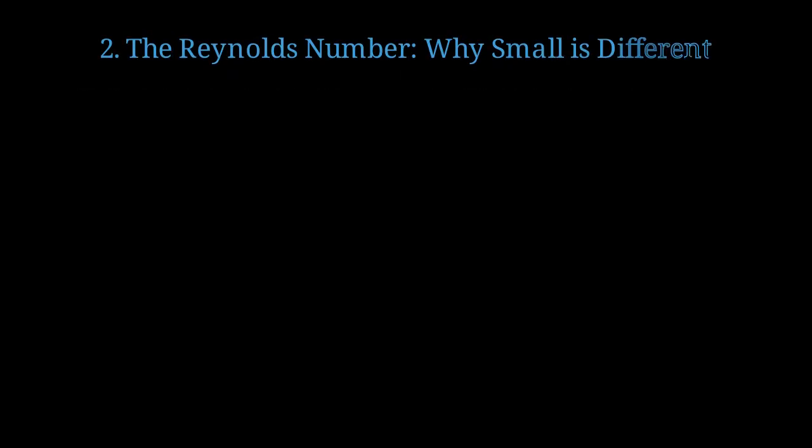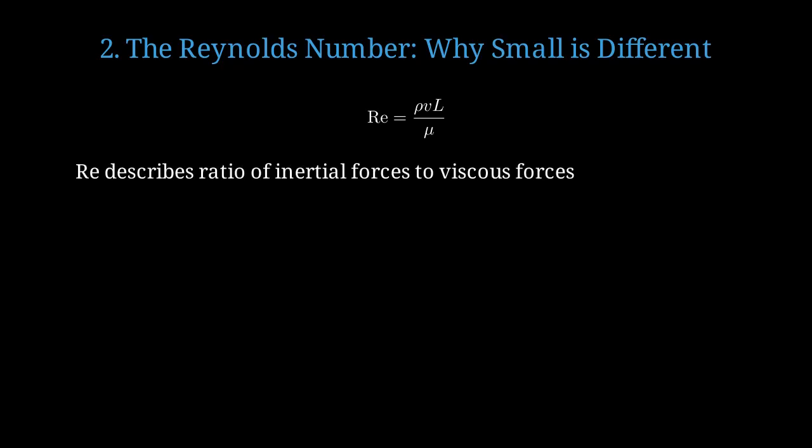At these tiny scales, physics works differently than in our everyday world, and the Reynolds number tells us why. The Reynolds number is ρVL over μ, where ρ is fluid density, V is velocity, L is characteristic length, and μ is viscosity. The Reynolds number describes the ratio of inertial forces, which want to keep things moving, to viscous forces, which create drag and resistance. When Reynolds number is much less than 1, viscous forces dominate, and flows are smooth and predictable. When much greater than 1, inertial forces dominate, and turbulence emerges.